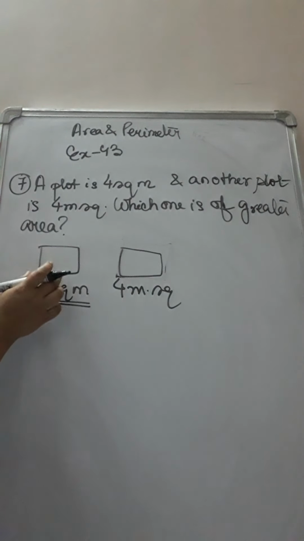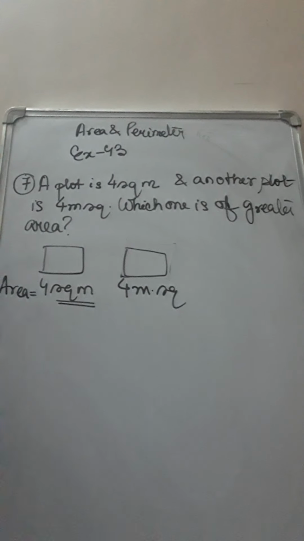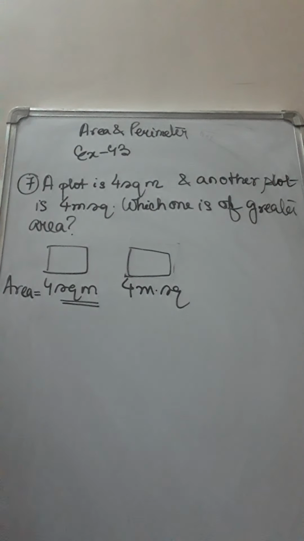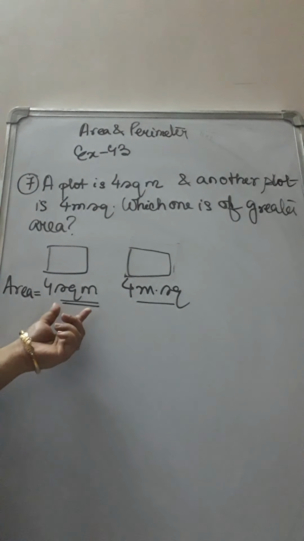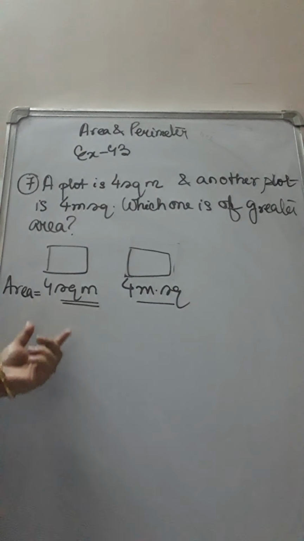So for this particular plot of land, its area is directly given to you. That area of the plot is 4 square meters. But for the other plot of land, the area is given, but a different unit is used. Note one more thing, meter square does not mean area. So you have to first convert and find the area and change it into similar units. Then only you can compare which has got more space.